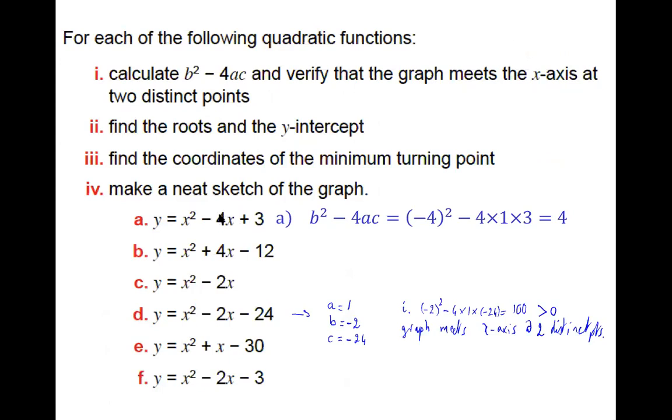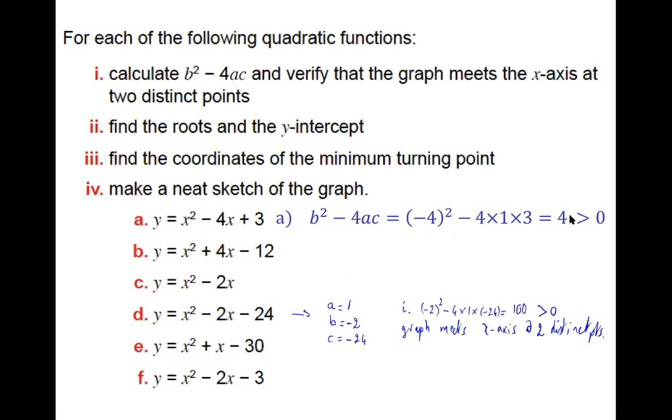So b is -4, so b is the coefficient of x. A would be your coefficient of x squared. And c is normally the coefficient of x to the power 0, but x to the power 0, we've seen that before, it's just 1, so that's why it's 3 times 1 here. So (-4)² minus 4 times 1 times 3 is just 16 minus 12, which is 4.